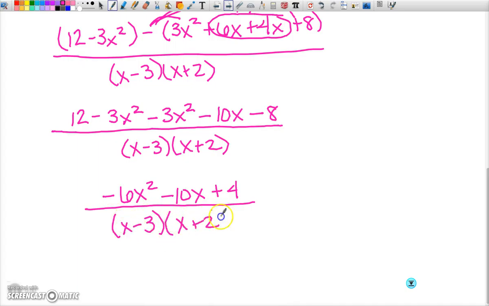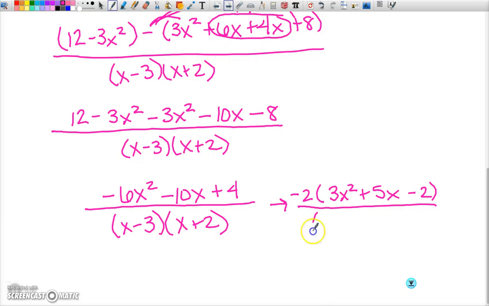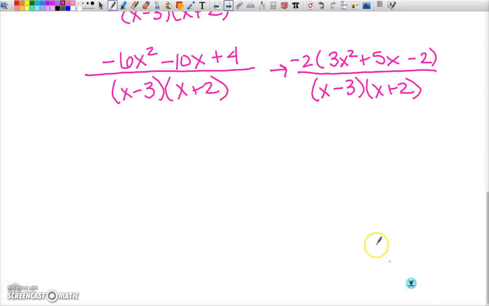Now at this point here, it's probably a good idea just to check and make sure that you can't factor any further. So I'm going to take out a negative 2 because I know that everything is divisible by a negative 2 here, leaving us with 3x squared plus 5x minus 2 over x minus 3 times x plus 2. So I'm going to try and factor this numerator just a little bit further and see if it has anything in common with the bottom.